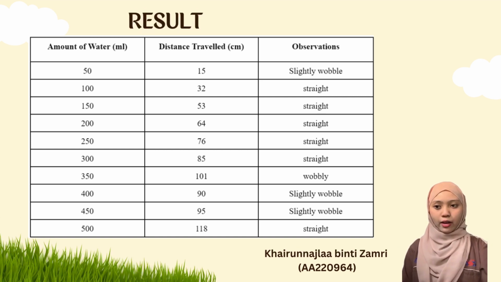Finally, with 500 ml, the container moved 118 cm and moved straight. Overall, as the amount of water increased, the travel distance also increased, with the container being the most stable and traveling the furthest with 500 ml of water.